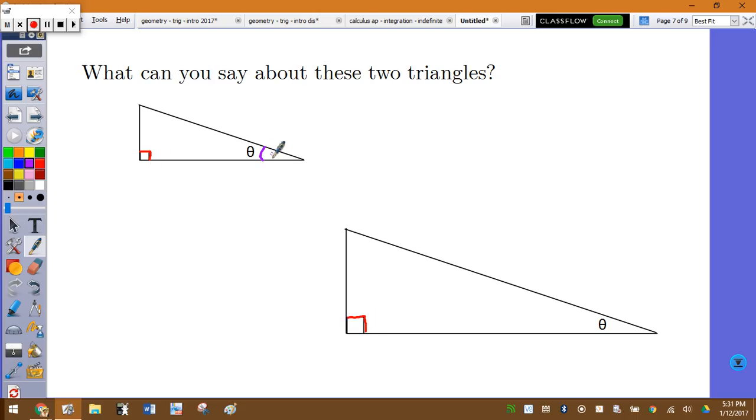I don't know how big they are, so I'm using a symbol called theta to represent the unknown angle, but I know they're the same because I'm using the same symbol. Right? Just as x is the same as other x's in a specific problem, here these two thetas refer to the same angle. Well, you might go a step further and say, okay, these shapes look a lot alike. 90s match, some other angle matches.